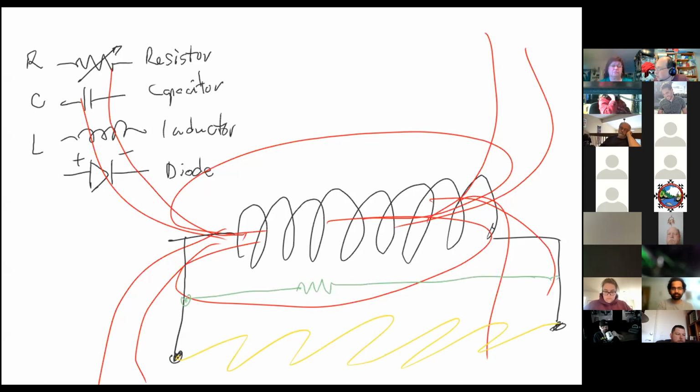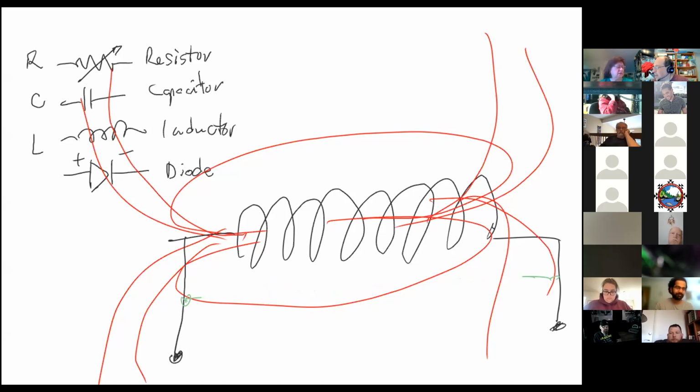Very often what we do is we add something right here. That would be known as a flyback diode. It is designed to dissipate the energy that's stored in the magnetic field. A flyback diode or a snubber is designed to protect the electronics, to keep them from being destroyed by that suddenly high voltage that exists.